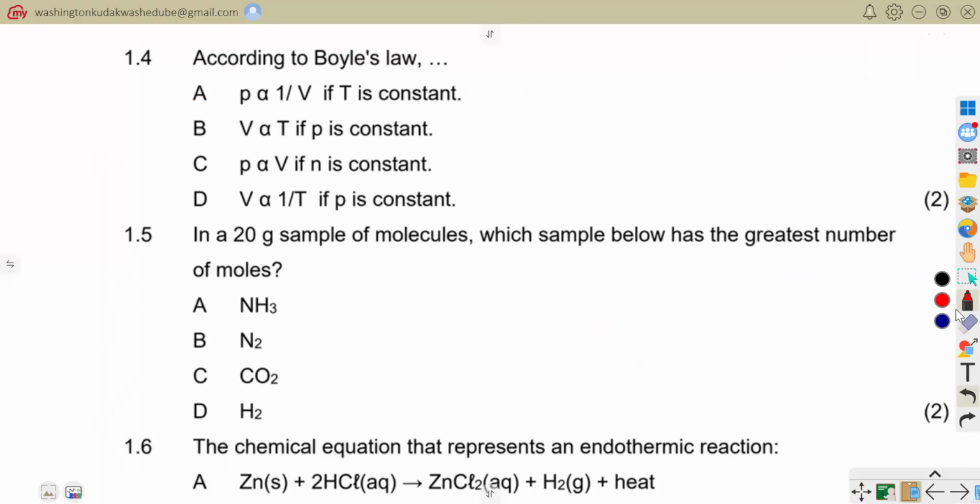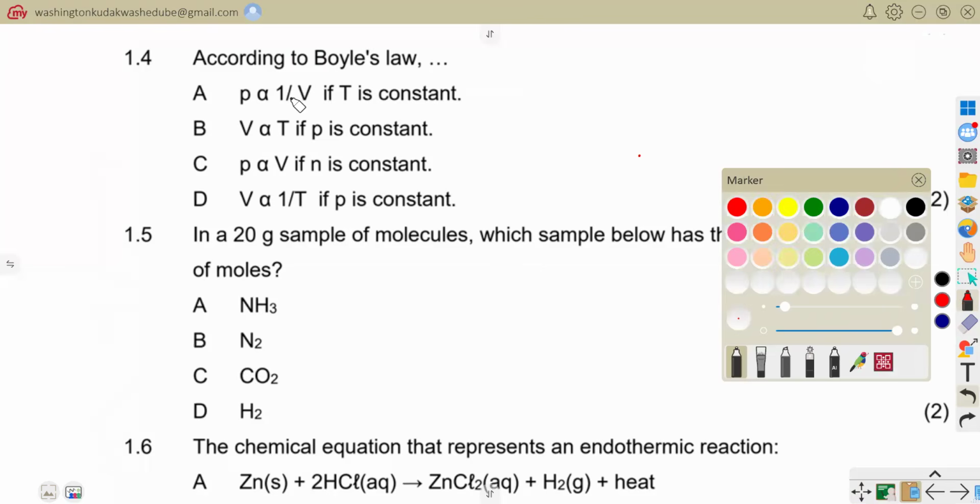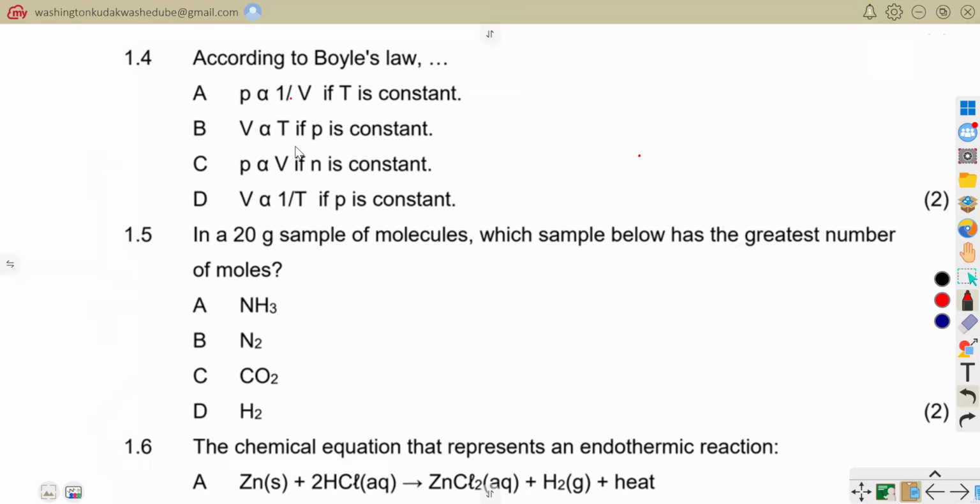And then for 1.4, here we are saying that according to Boyle's law, which option is correct? Does pressure vary directly proportional to 1 over V? Yes. According to Boyle's law, pressure is directly proportional to 1 over V. And this is what this is saying. So this might be our answer, which is A.